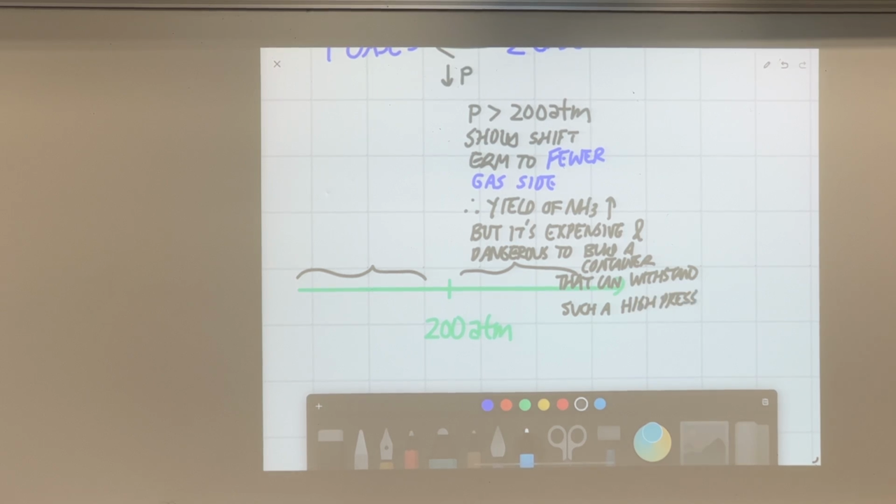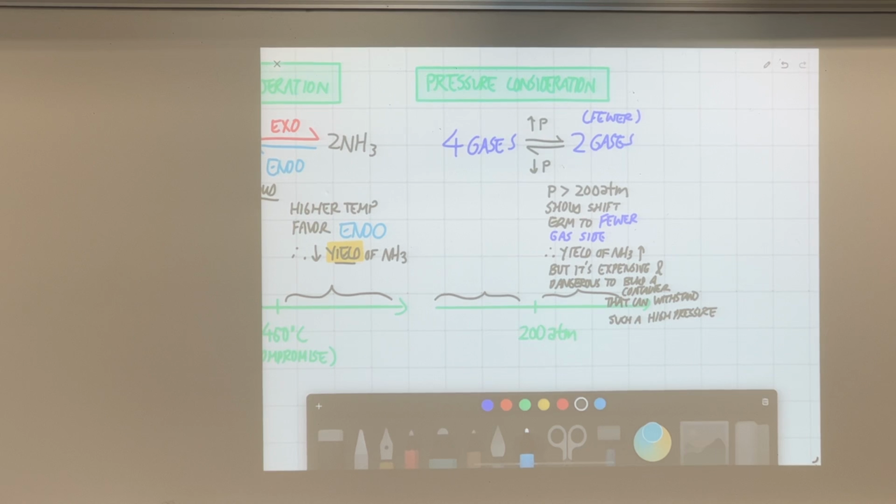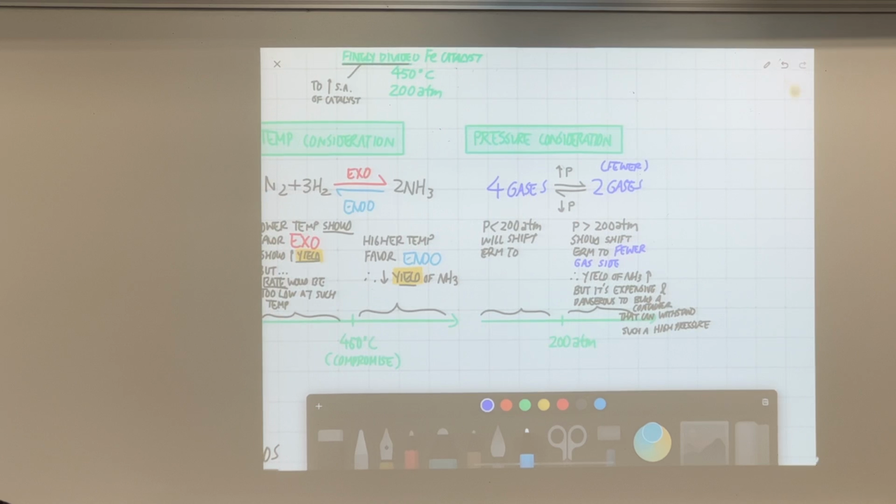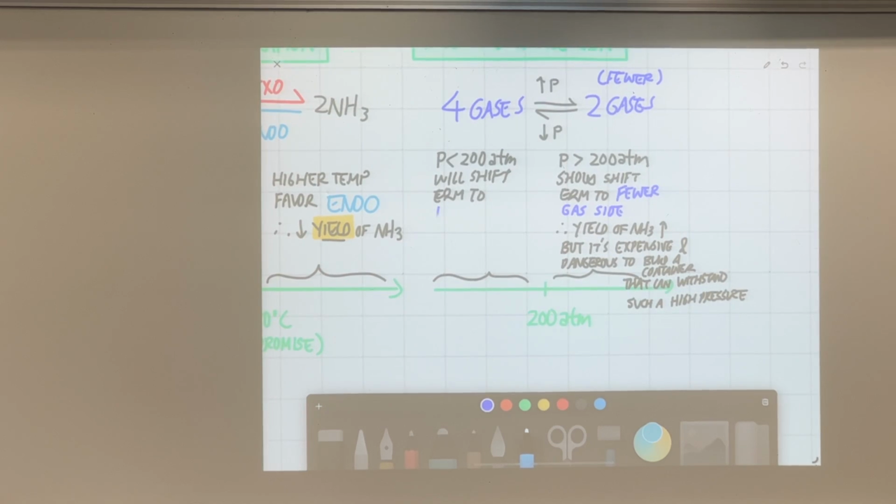So what about lower pressure than 200 atm? Why is it not ideal then? Well, that's because when you lower the pressure, do we favor the forward or the backward reaction this time? The backward. So therefore, you can put down, pressure lower than 200 atm will shift the equilibrium to the more gas side. Remember, it is the product that you want, not the reactant. So it makes perfect sense why you don't want to use a lower pressure than 200 atm. It shifts to the more gas side. So therefore, yield would decrease.